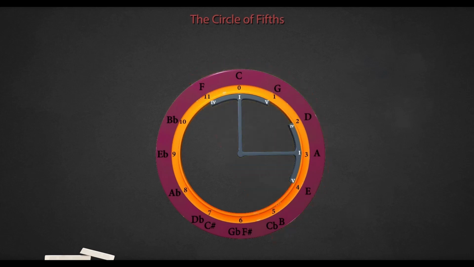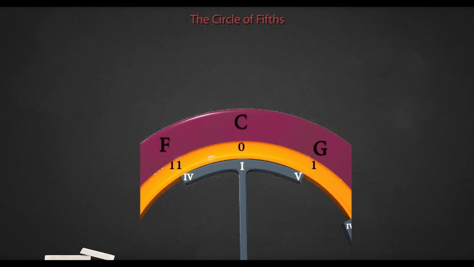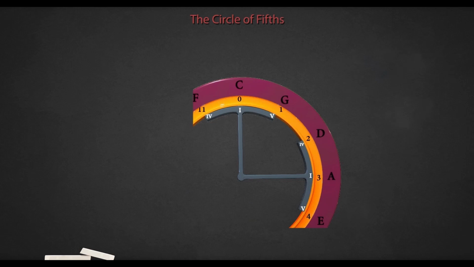The basic chords of each scale are left and right to the tonic chord. We have the fourth to the left and the fifth to the right. The relative minor scale is always three places to the right, and accordingly I have the basic chords of the minor scale.